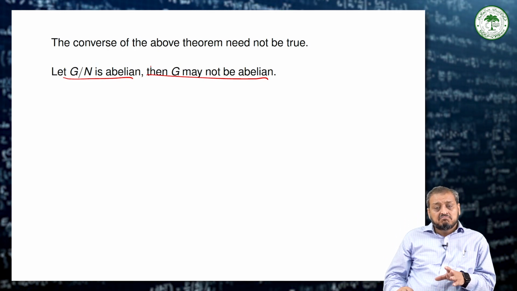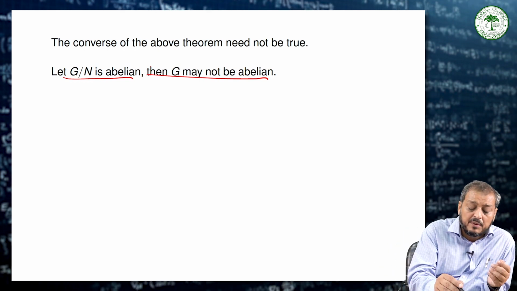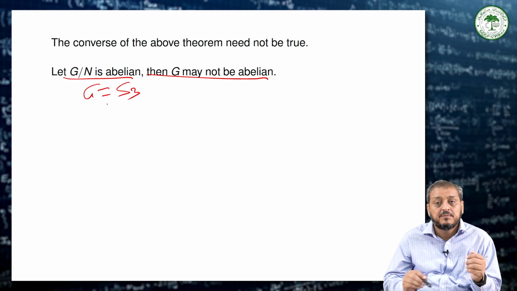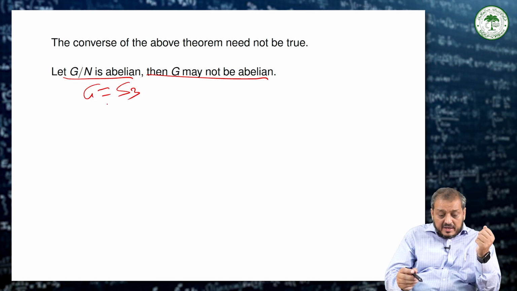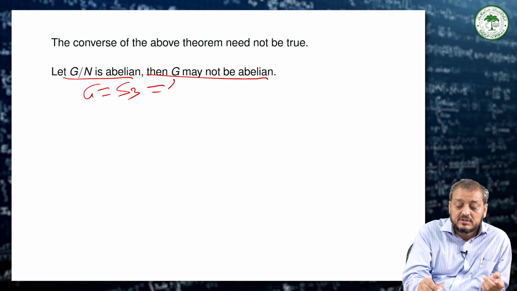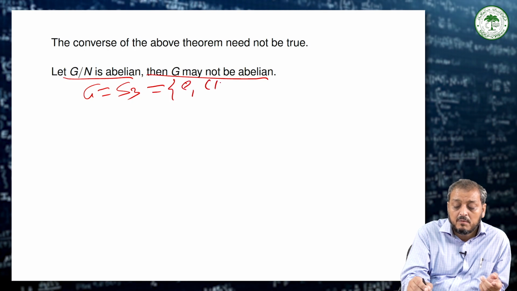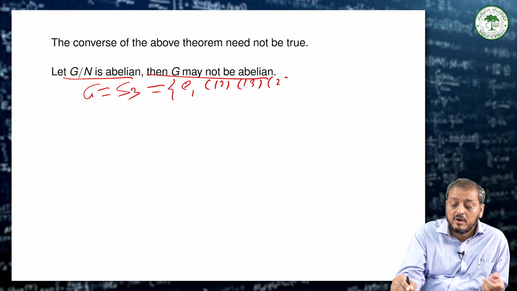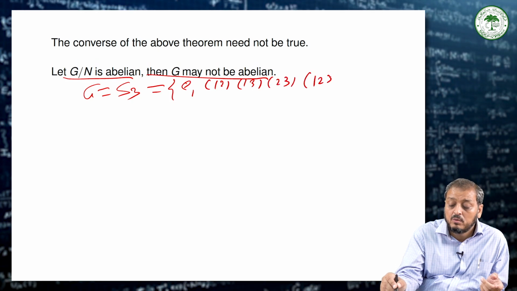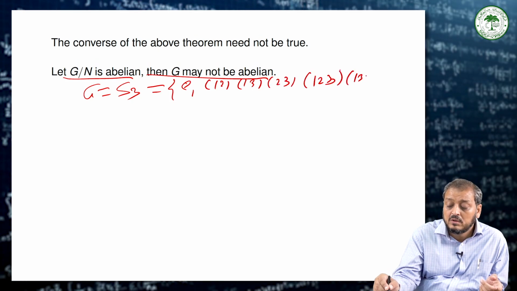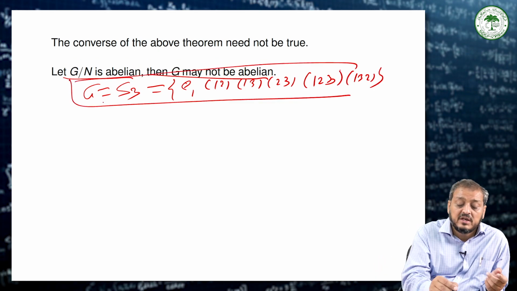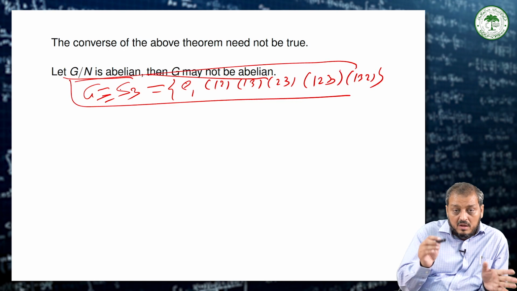So I take a non-abelian group. For example, I take G equal to S3. And if you take S3, you know that S3 is equal to the identity, (1 2), (1 3), (2 3), (1 2 3), (1 3 2). And this is the group. Clearly you know that this S3 is a non-abelian group.